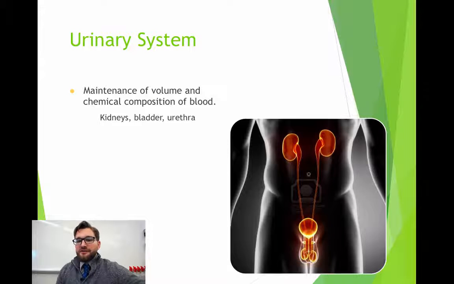The urinary system is responsible for the maintenance of volume and chemical composition of blood. It includes the kidneys, the bladder, and the urethra. Kidneys are responsible for the removal of ammonia from the body. The ammonia is converted to uric acid and stored inside of the bladder. As uric acid builds up, it's detrimental to cells. And so our body adds water to it to dilute uric acid, and that occurs within the bladder, and then eventually it is expelled from the body.